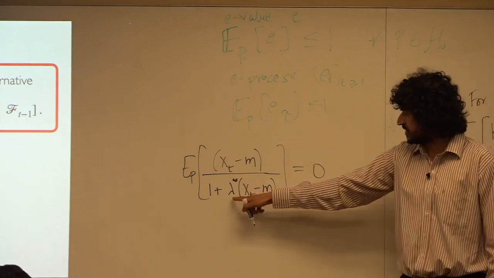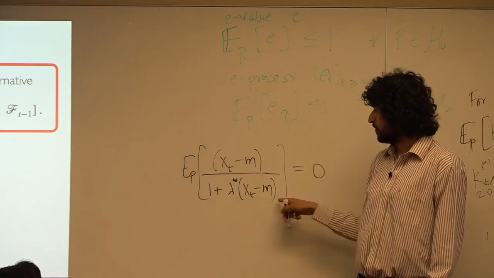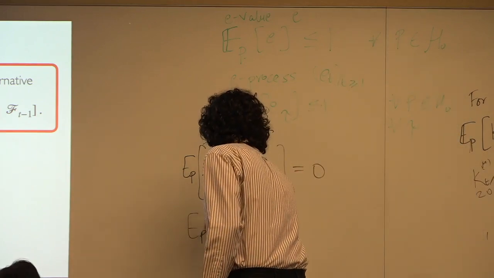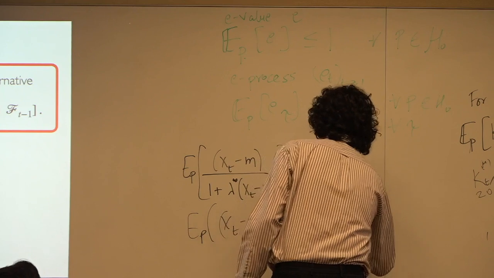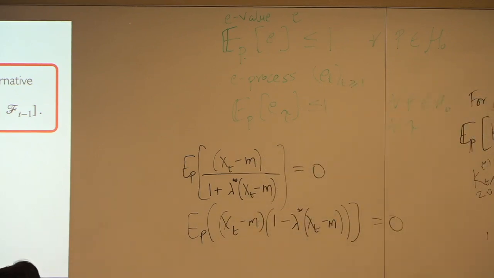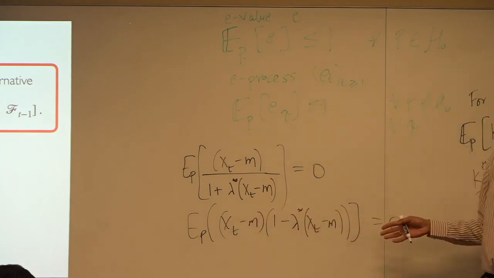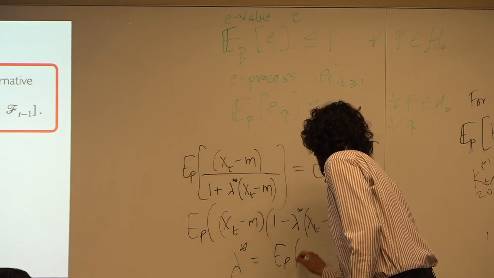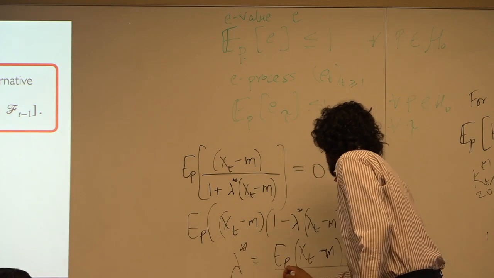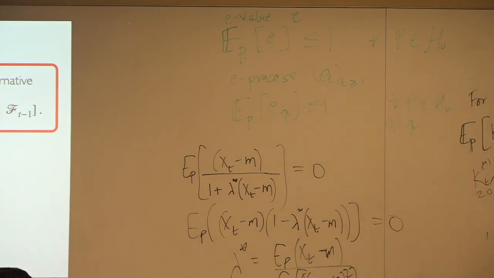Now it's weird because lambda star is in the denominator and this expectation is over xt. Whenever you see anything like this, what I do is a Taylor expansion. So I write 1 over (1 plus this) as 1 minus lambda star times (xt minus m), so the expected value under p of (xt minus m) times (1 minus lambda star times (xt minus m)) is equal to 0. This is an approximation, but it's very clean because it's now linear in lambda. So lambda star equals the expected value under p of (xt minus m), divided by the expected value under p of (xt minus m) the whole squared.